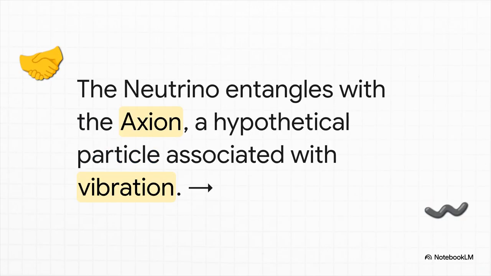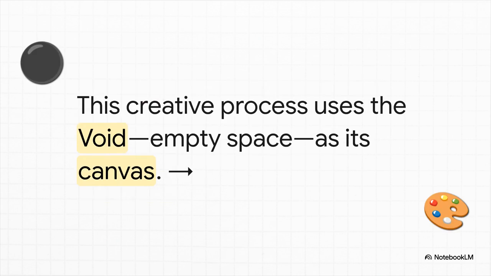So you have the neutrino, and the next step is that it entangles with another theoretical particle called the axion, which is all about vibration. So think of it like the next key ingredient being added into this cosmic recipe. Now, where does all this happen? What's the canvas for this creation? According to the theory, it all takes place in the void, in empty space. But this isn't just nothingness. It's the actual medium that makes this whole process possible.